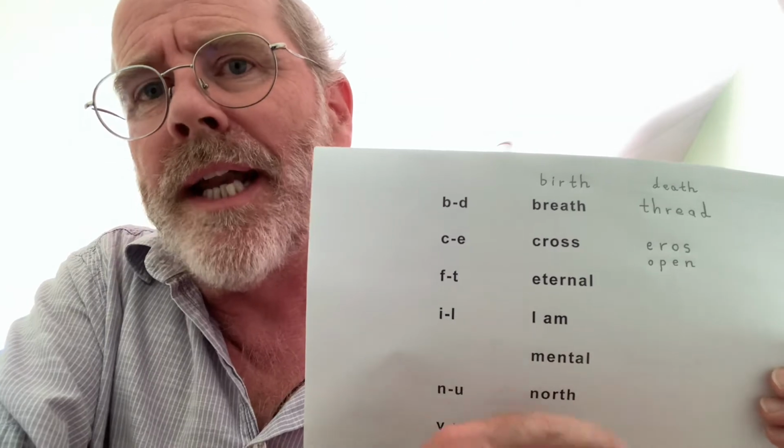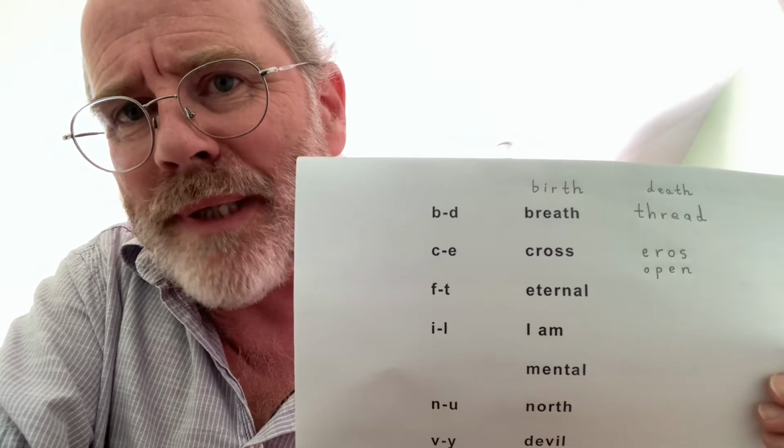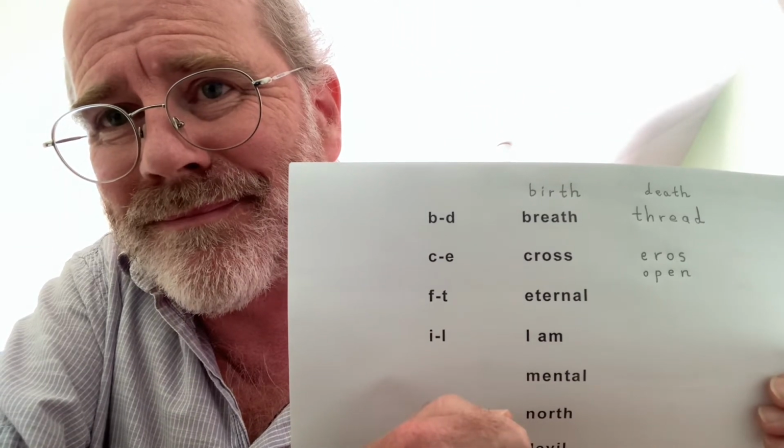forever. And I think we can see this here. Eternal has the spiritual meaning, I am free. Now, I am is the name of God in Exodus 3:14, my favorite verse in the Old Testament.